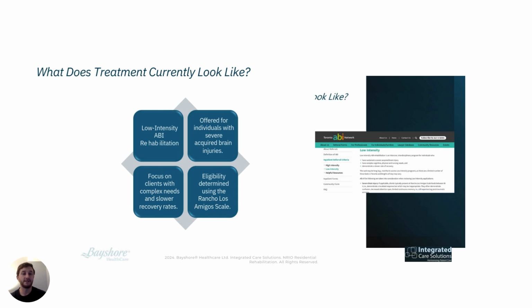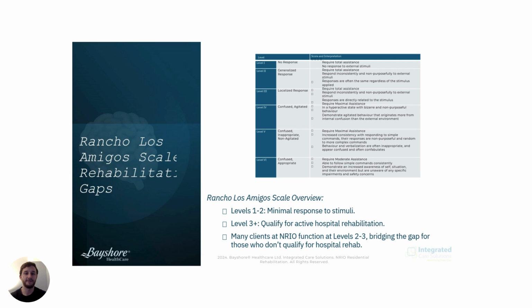What does current treatment look like? Low intensity brain injury rehabilitation offered for individuals with severe ABI, focus on clients with complex needs, and slower recovery rates. Eligibility is determined using the Rancho Los Amigos scale.